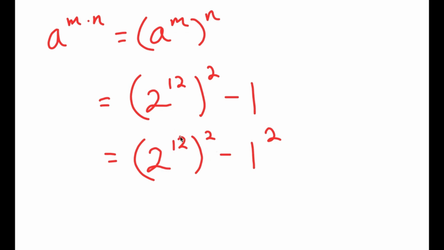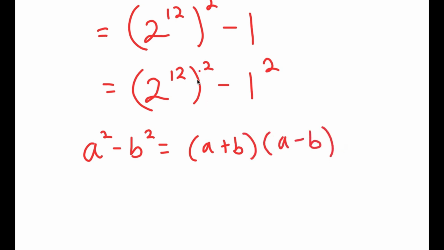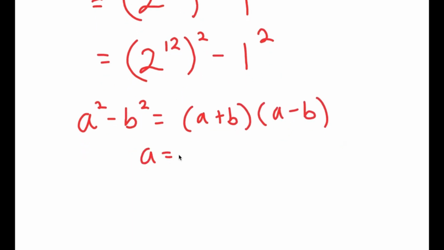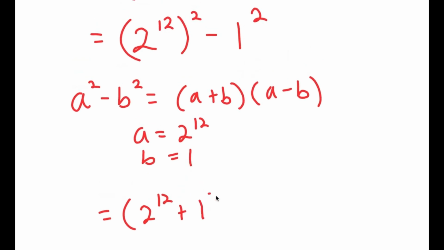squared. And now I can use the property that states that if I have something in the form a squared minus b squared, this is equal to a plus b times a minus b. So in this case, a is 2 to the power of 12 and b is 1. So I get 2 to the power of 12 plus 1 times 2 to the power of 12 minus 1.